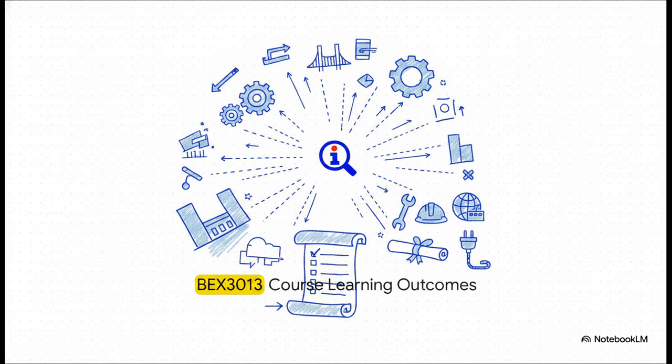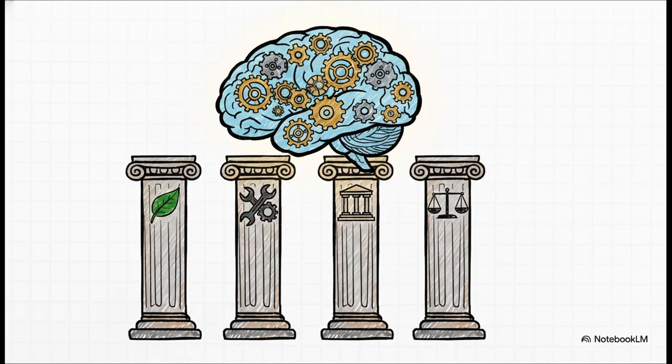Now, zooming back out to our university blueprint, we're looking at the BEX 30013 course learning outcomes. Everything we just explored maps perfectly to these 4 pillars. By mastering ESG impacts, applying the design process, understanding BEM and IEM, and enforcing ethics and safety laws, you aren't just memorizing a syllabus to pass a test. You're actively constructing the mindset you need to solve incredibly complex engineering activities.